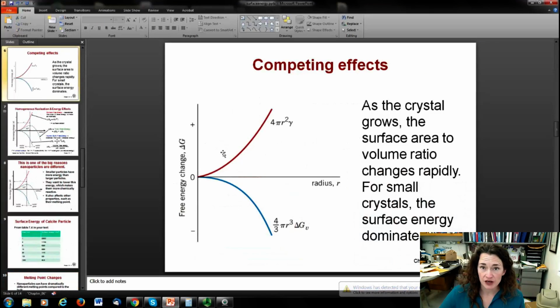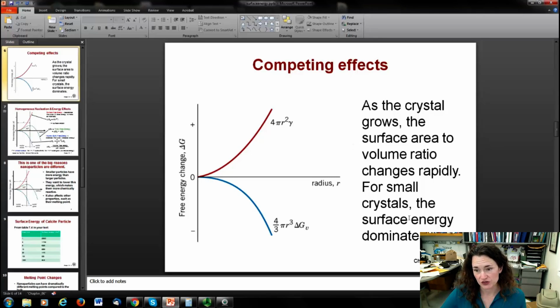Now, if you look at your Gibbs free energy, the competing effects from the surface, which is indicated here in red, that 4 pi r squared gamma, and then the negative Gibbs free energy due to the bulk for the volume is 4/3 pi r cubed times that delta G_V. Okay, and you can see that there's a competing effect. So as the crystal grows, the surface area to volume ratio is going to rapidly change. We talked about that in one of the last online lectures.